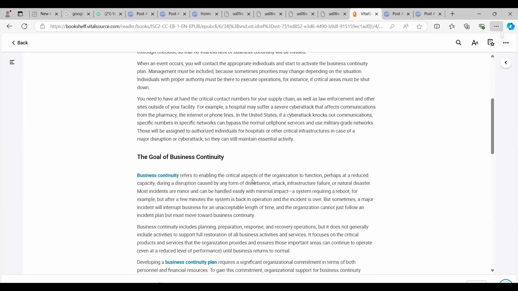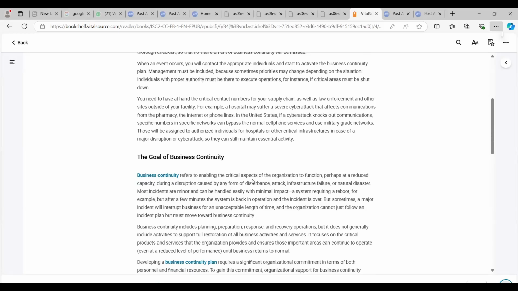So you need to have at hand the critical contact numbers for your supply chain. That's people providing maybe your server, anything in the organization. You still want to have their own contact too, as well as law enforcement and other sites outside your facility. For example, a hospital may suffer a severe cyber attack that affects communication from the pharmacy, the internet or phone lines.